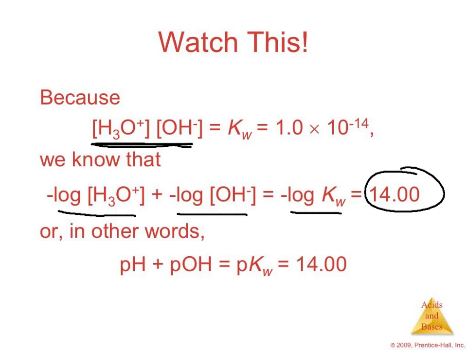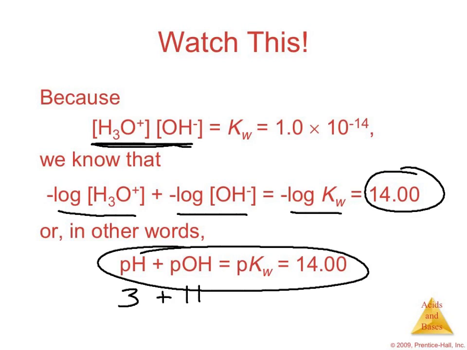So let's say the pH is 3. Okay? If the pH is 3, then the pOH must be 11, because they have to add up to 14. Alright? So that's kind of a handy expression to have here. If you take the negative log of both of the values, they should add up to 14 at the end.